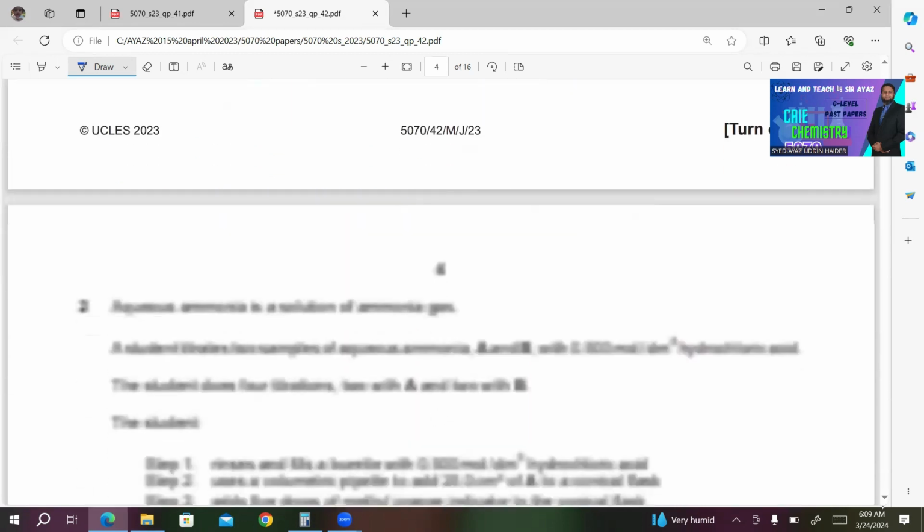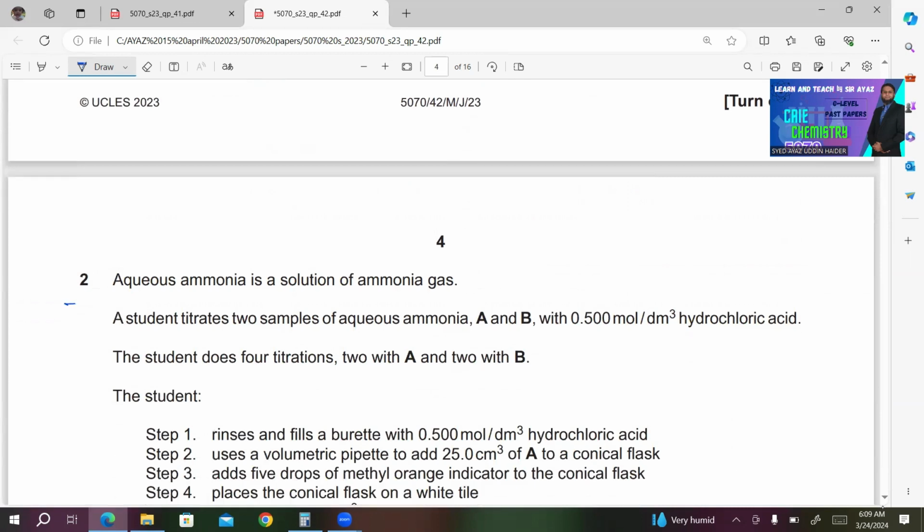Moving to the next question. Question number 2. Aqueous ammonia is a solution of ammonia gas. A student titrates 2 samples of aqueous ammonia, A and B, with 0.5 mole per dm cube hydrochloric acid. The student does 4 titrations, 2 with A and 2 with B.